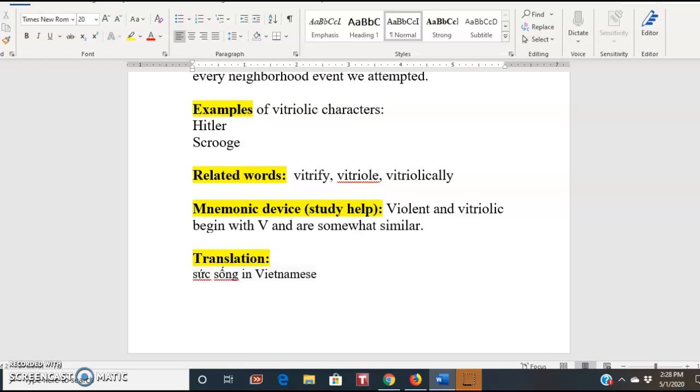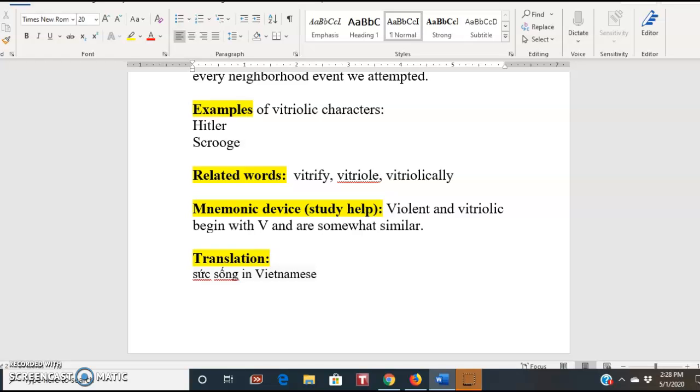For me, learning difficult vocabulary is easier when I have a mnemonic device or a study help. So I teach them what a mnemonic device is, and I tell them this is a problem because one study device doesn't work for everyone. For me, violent and vitriolic match, because it's a violent sounding word. And so I remember it that way, but each person must come up with his or her own way.